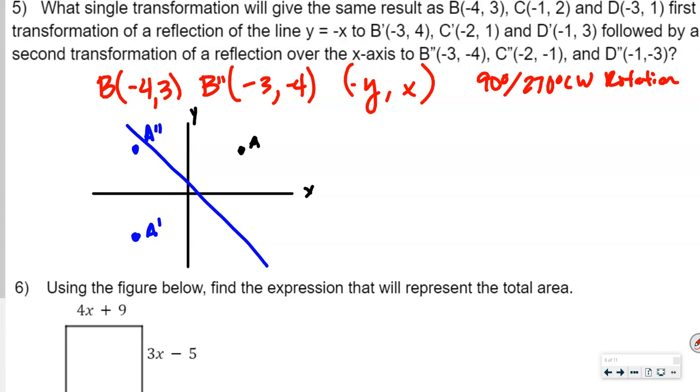So how far did this one rotate? 90 degrees. You got it, okay? So you can think these through, logic them out, okay?